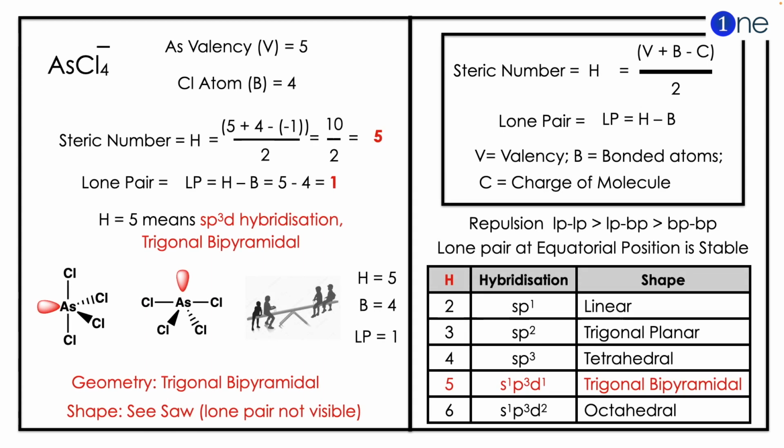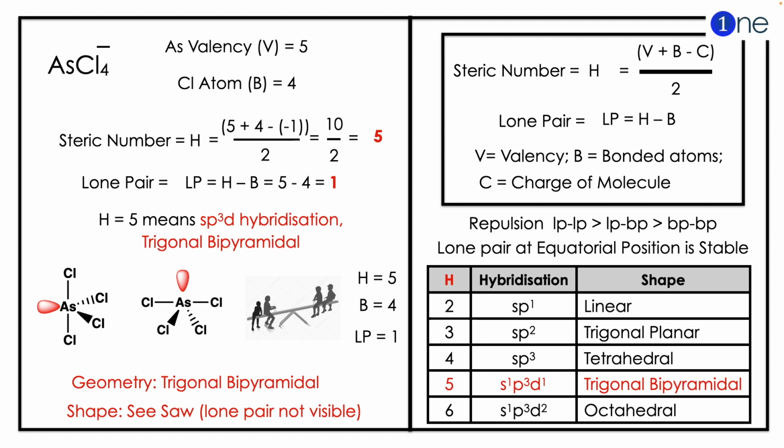To find the hybridization, you should know the steric number. Steric number is H, which equals (V plus B minus C) divided by 2. Here the valency of arsenic is 5 and chlorine is 4. So if you substitute in the formula, you have 5. Then the lone pair will be H minus V, which gives 1.